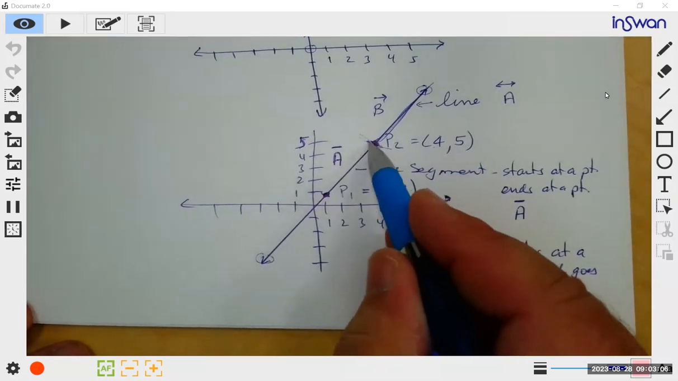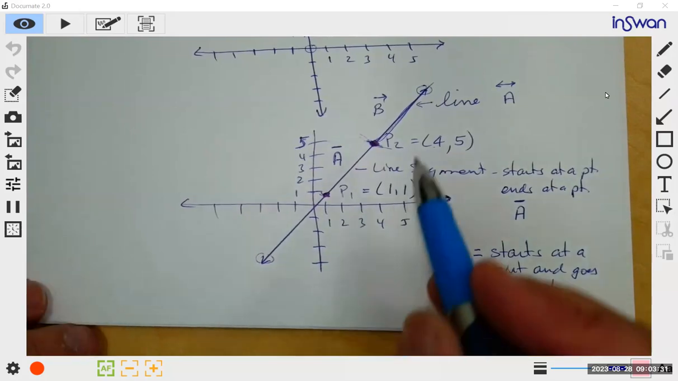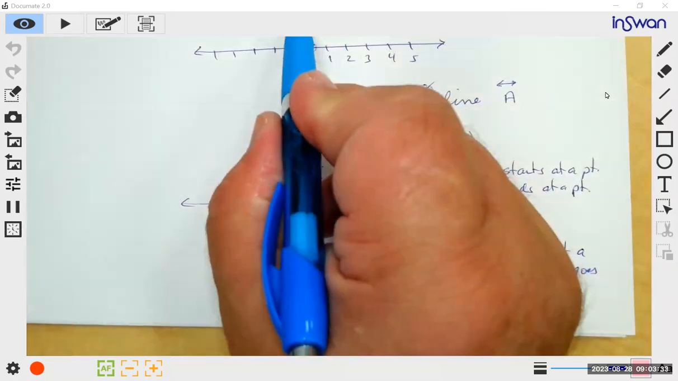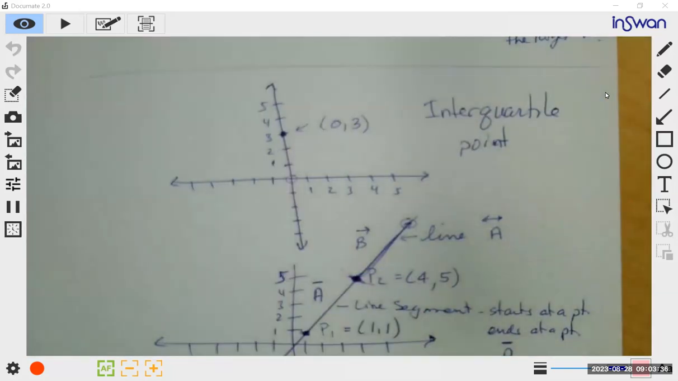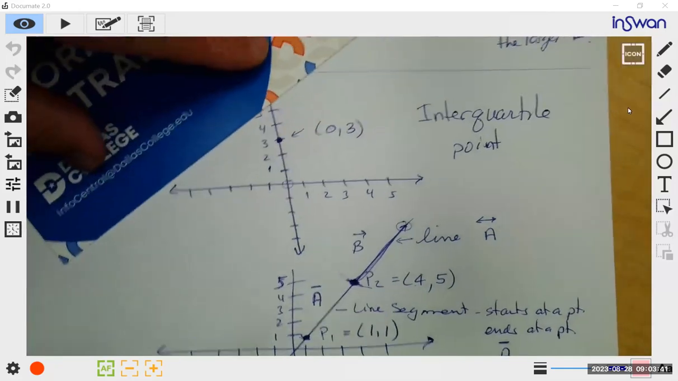The line segment A goes from point one to point two, and the line itself goes on forever and ever. Everybody okay with that? So what can we do if we had a line? What can we find? Remember, if I just had one point, how many lines do I have?